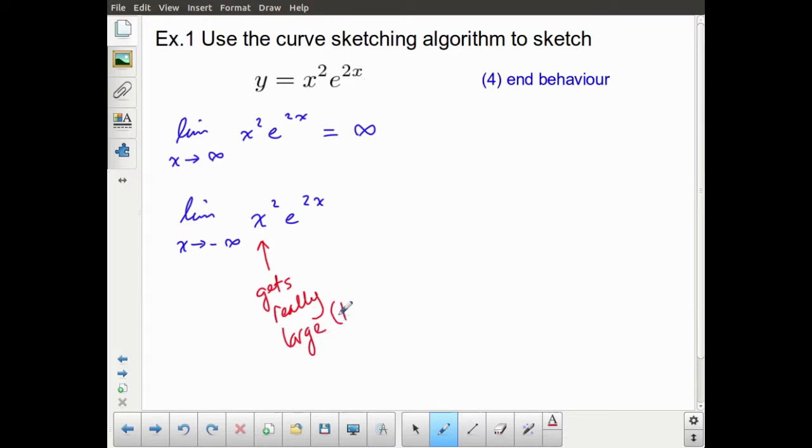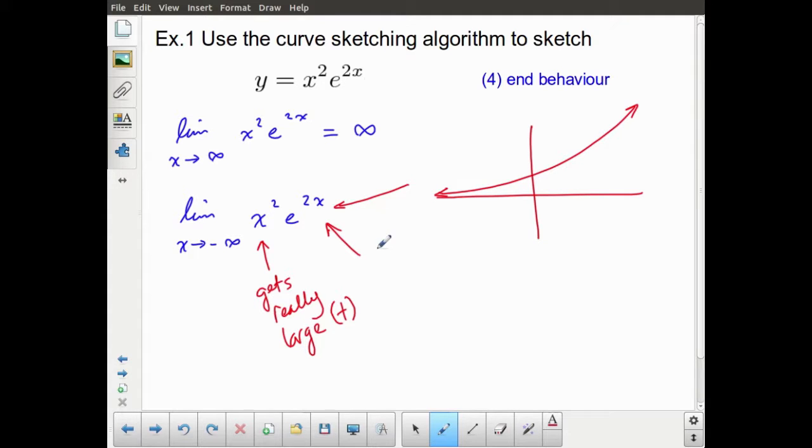Okay? And it gets really large in a positive way. We're taking this negative, but we're squaring it. But for this one, again, I'm going to remind you of what an exponential function looks like. E to the 2x looks pretty much like the parent function for an exponential function. And so when we go to negative infinity, what does this become?